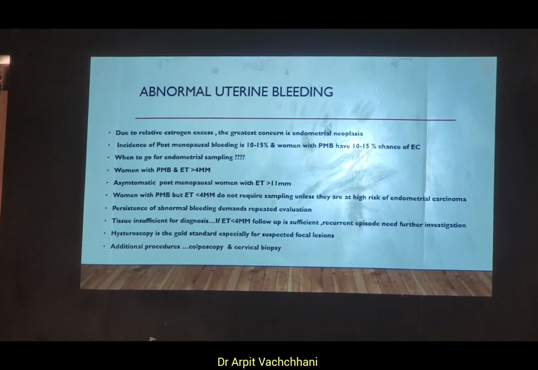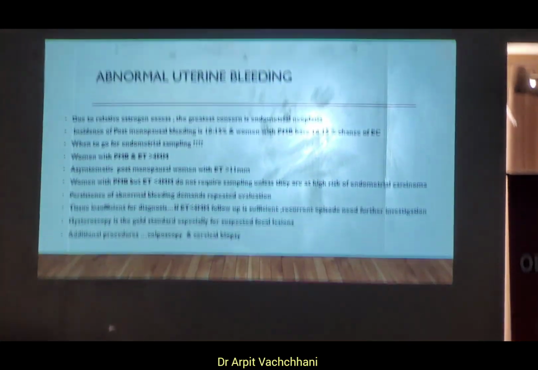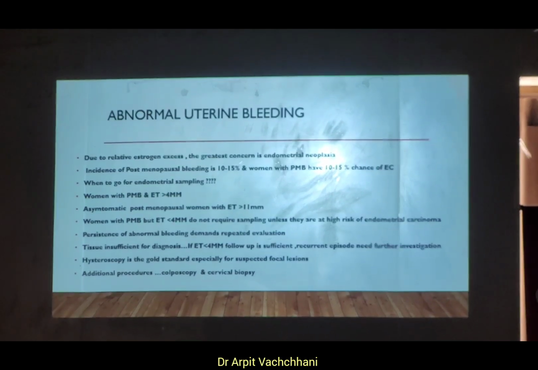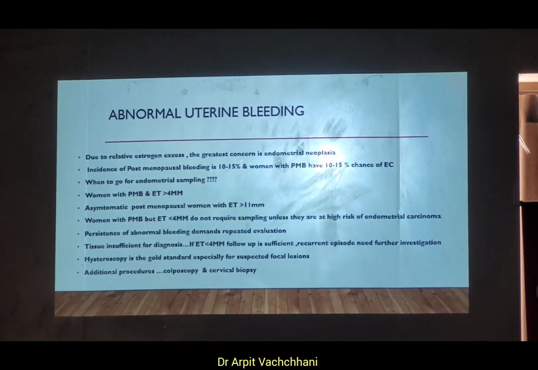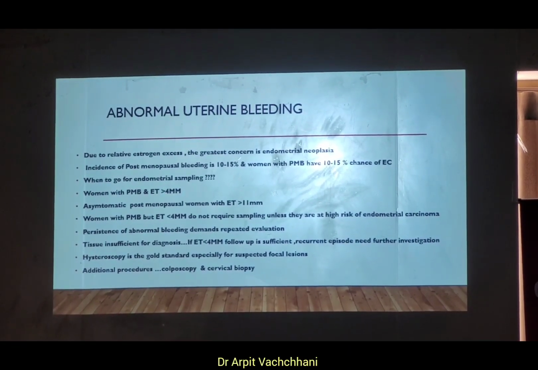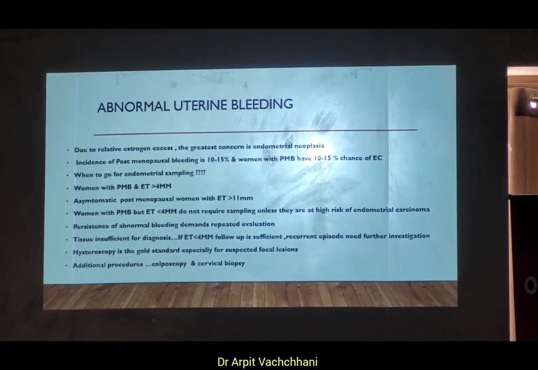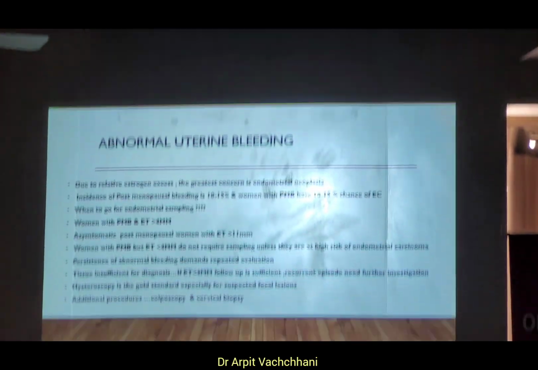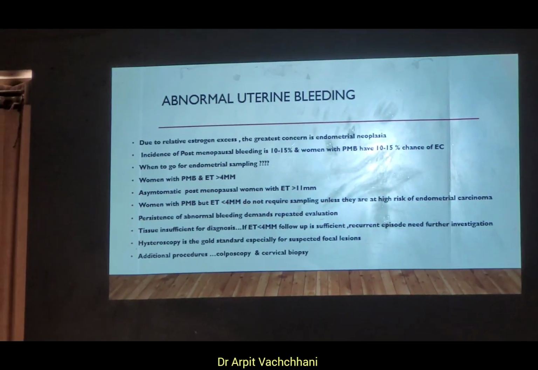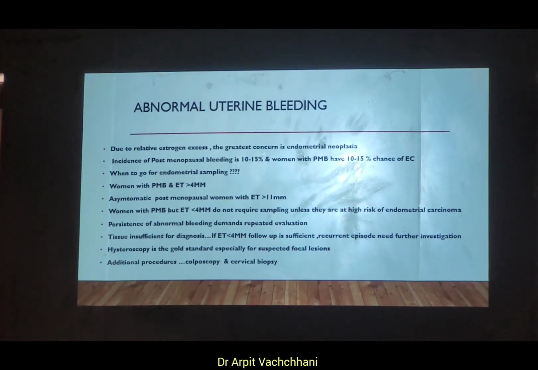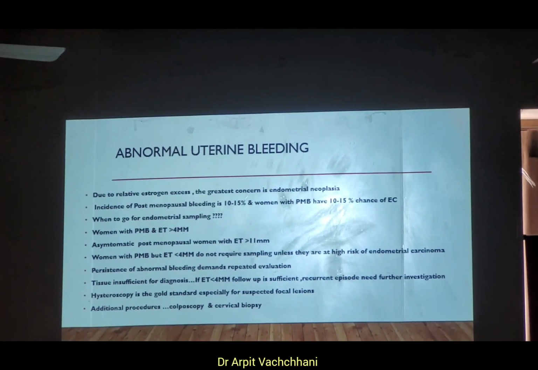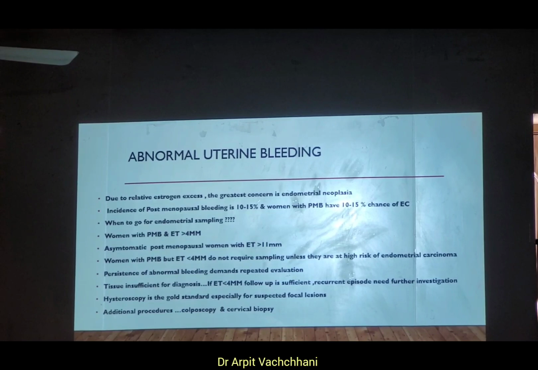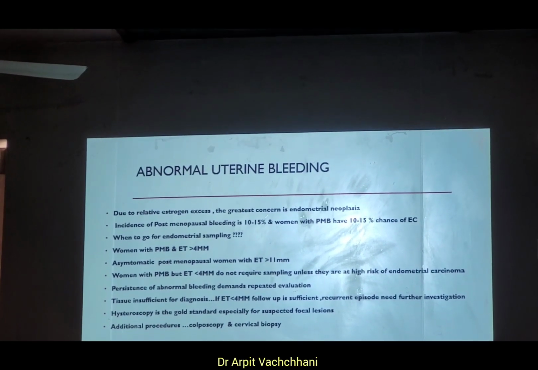So the usual first thing the patient may come with is abnormal uterine bleeding. And when a patient in perimenopause or menopause comes to us with abnormal uterine bleeding, the main dilemma is when to go for endometrial sampling, because we have to decide whether to go for it or not. The incidence of postmenopausal bleeding is 10 to 15%, and women with postmenopausal bleeding have a 10 to 15% chance of endometrial carcinoma.